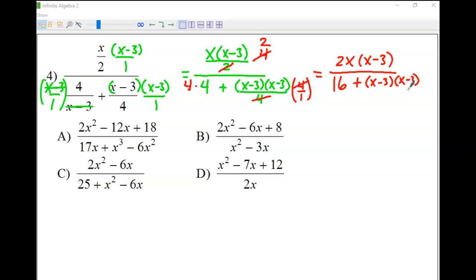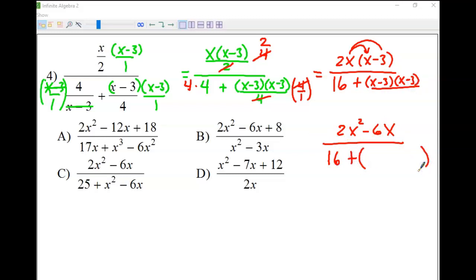Now I don't see that answer, so that means they probably do want us to go ahead and do the distribution here. So I'm going to go ahead and distribute this, and I'm going to get 2x squared minus 6x over, and we also need to do that.